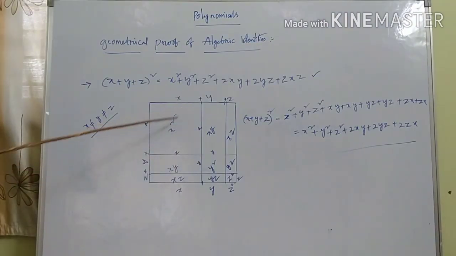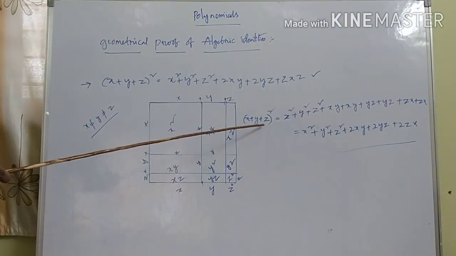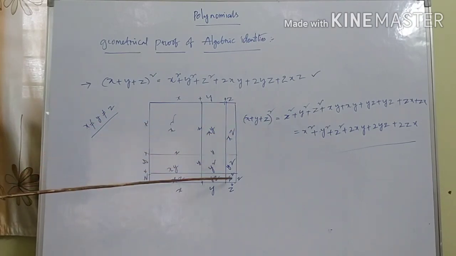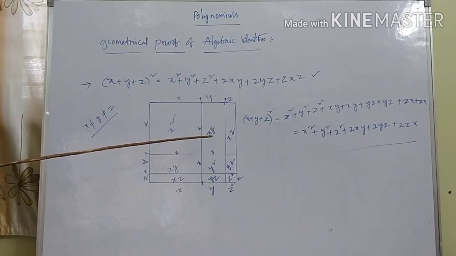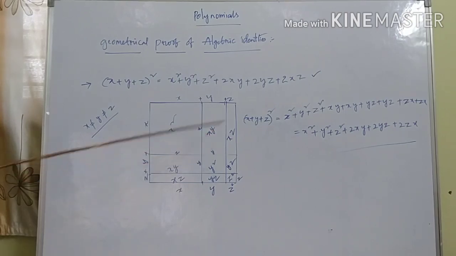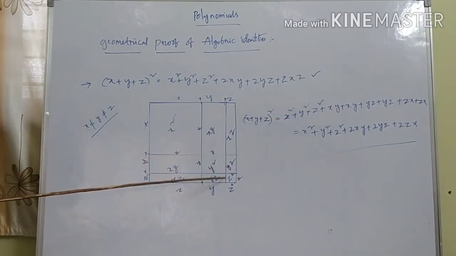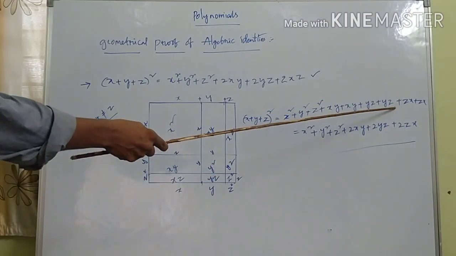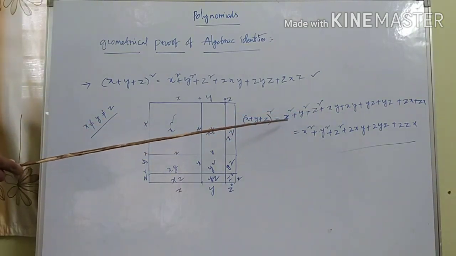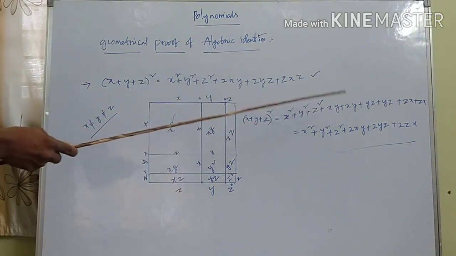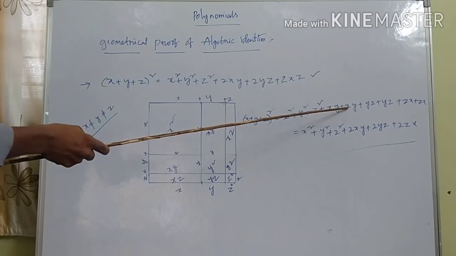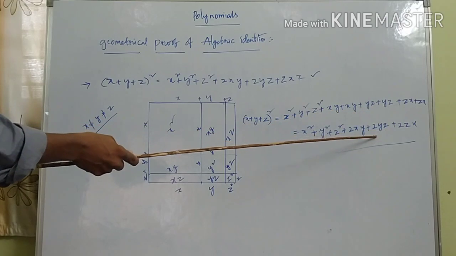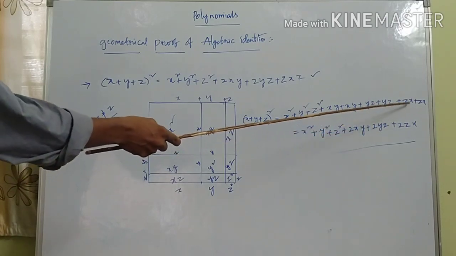So the total area of this square, x plus y plus z whole square, is equal to x square plus y square plus z square, and the 6 rectangles are plus xy plus xy plus yz plus yz plus xz plus xz. So that is equal to x square plus y square plus z square, xy plus xy is 2xy, yz plus yz is 2yz, zx plus zx is 2zx.